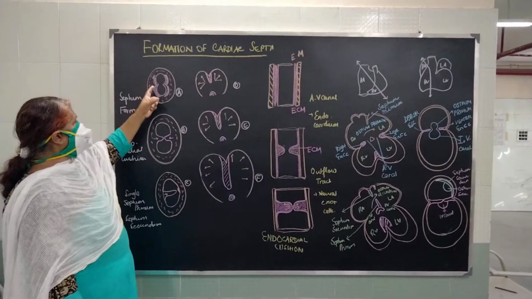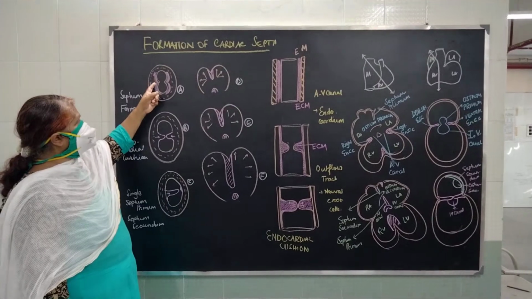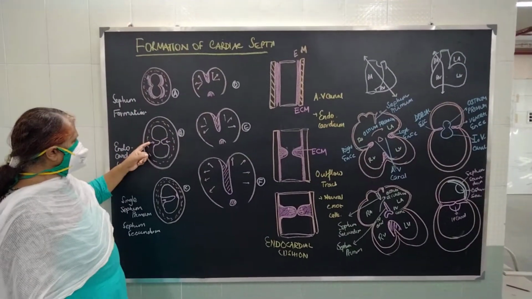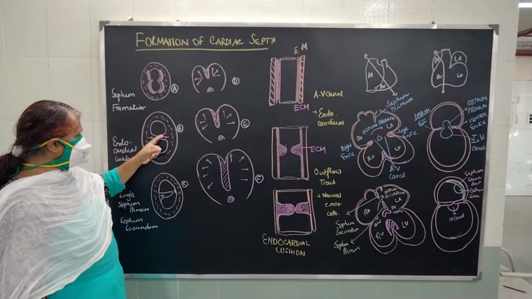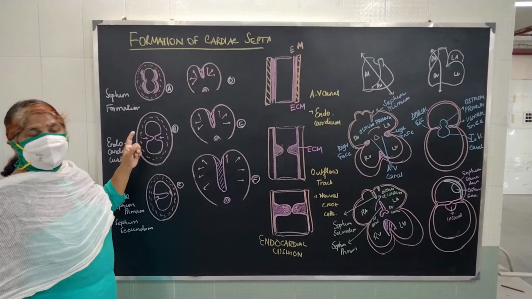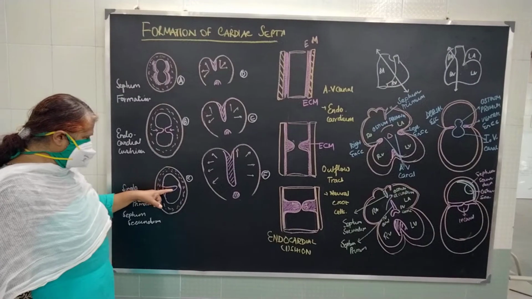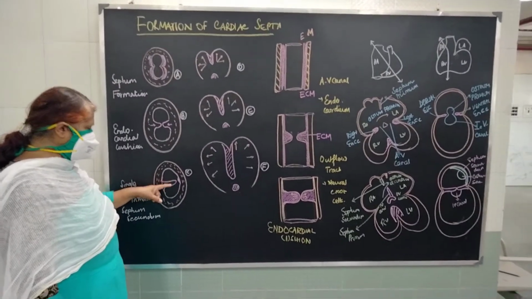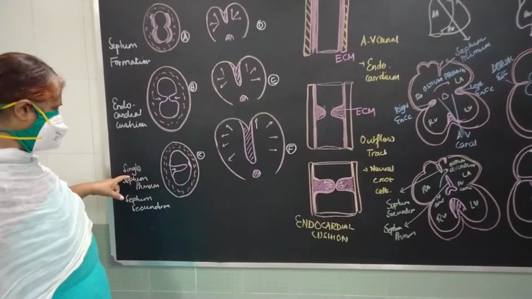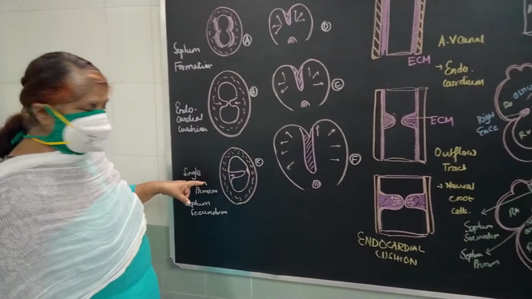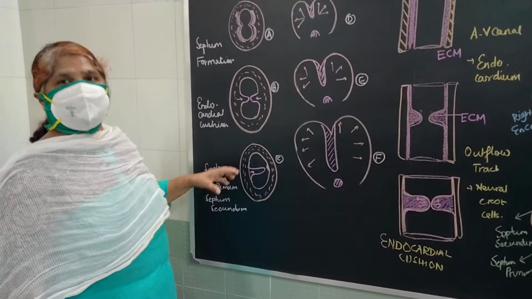Cardiac septa can be formed by this. This is septum formation, the endocardium, this is invagination. So this is the formation of the endocardial cushion when there is equal expansion from two sides. If there is a single expansion, then this type of septum formation we see in the wall of the atrial cavity by the septum primum and septum secundum.